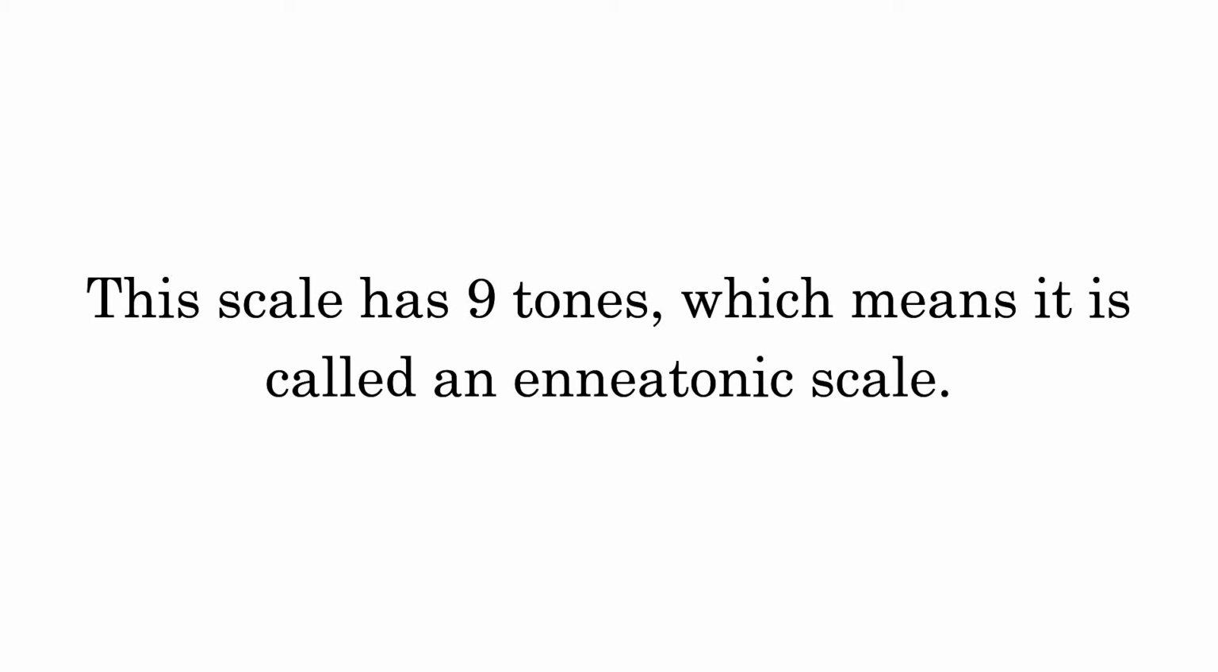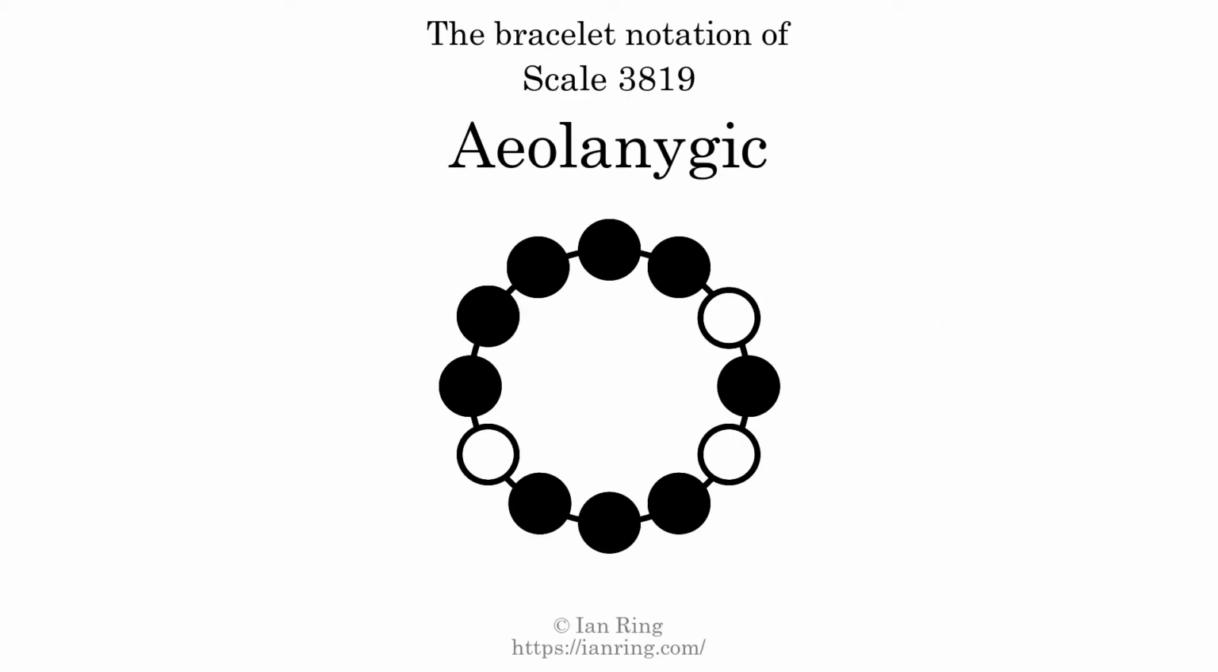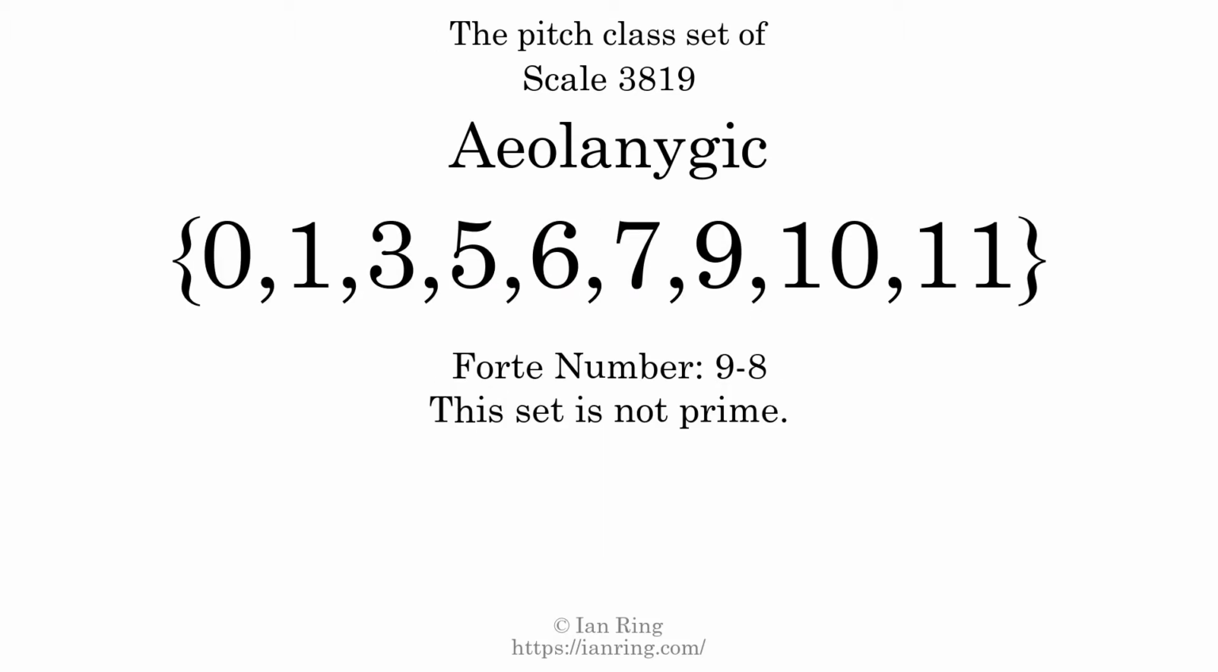This scale has 9 tones, which means it is called an enneatonic scale. This is a bracelet notation diagram of scale 3819. The shaded circles represent tones that appear in the scale, and they are read clockwise, starting at the top. The pitch class set for this scale is 0, 1, 3, 5, 6, 7, 9, 10, 11.